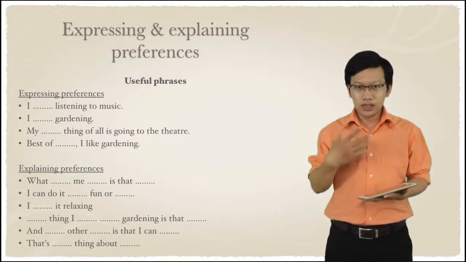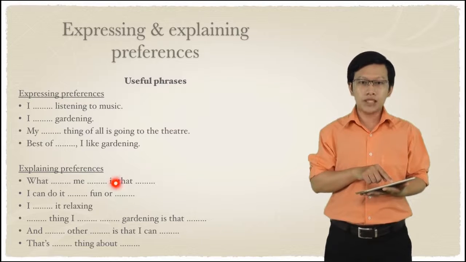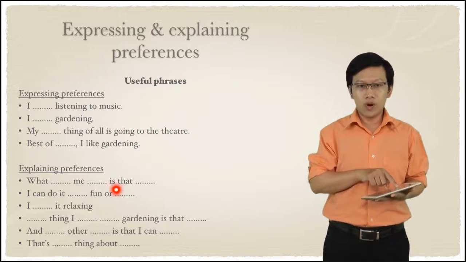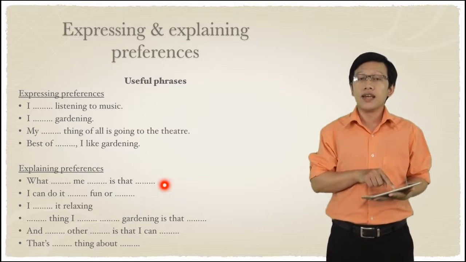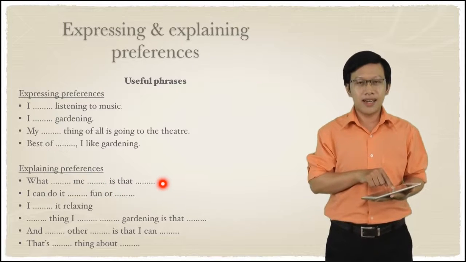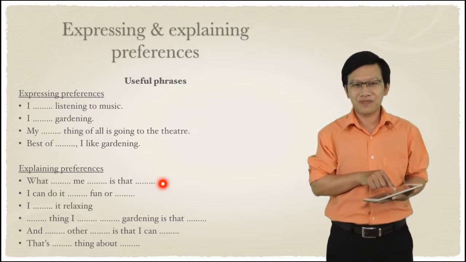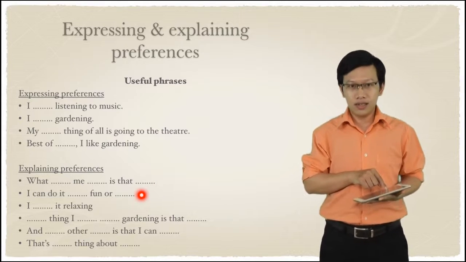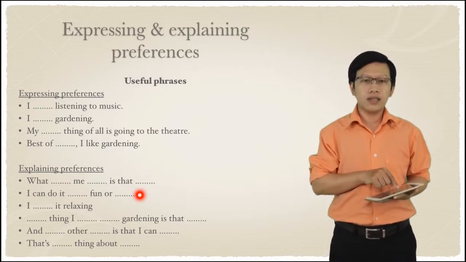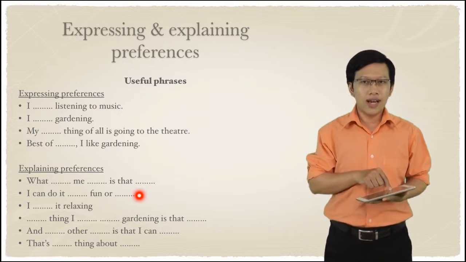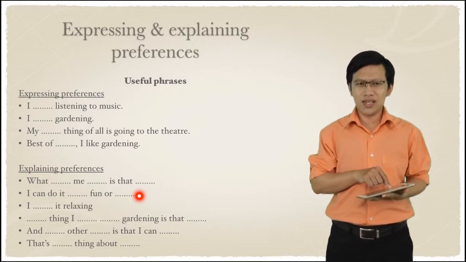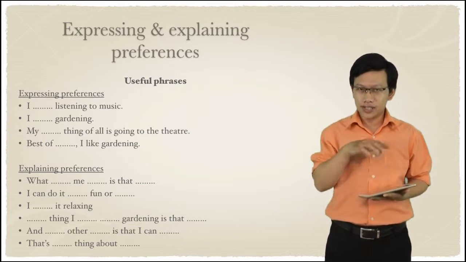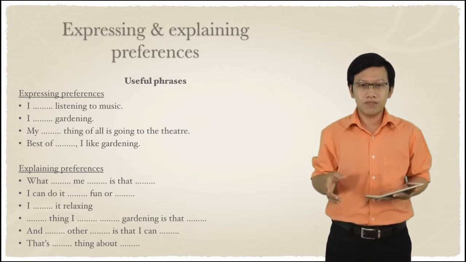Now, to explain your preferences, you're gonna say why, right? So I enjoy listening to music. What makes me love music is that... So you can say, what makes me love music is that it helps me to relax and it makes my wife happy. So best of all, I like gardening. I can do it for fun or I can make money out of it. I do gardening, I plant trees, I plant beautiful flowers, I can sell those flowers even to get money.